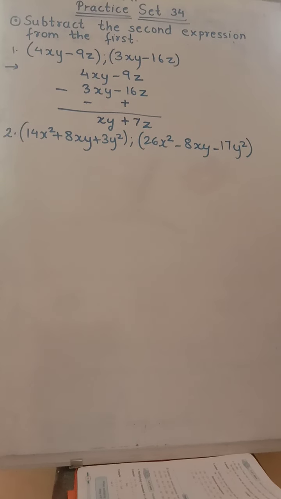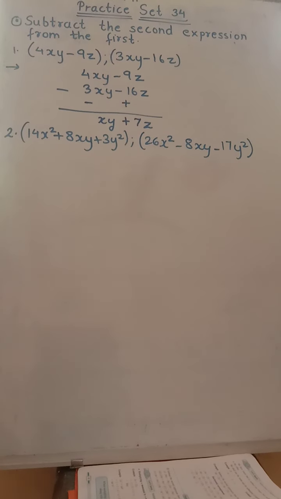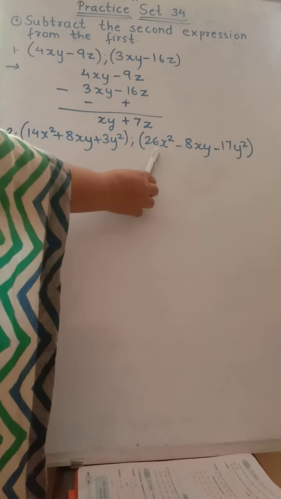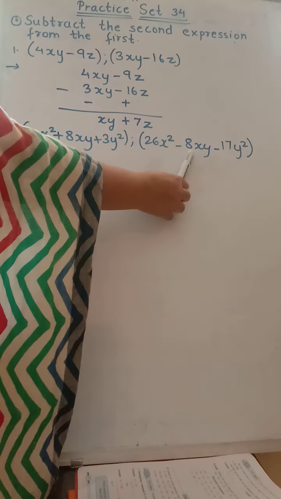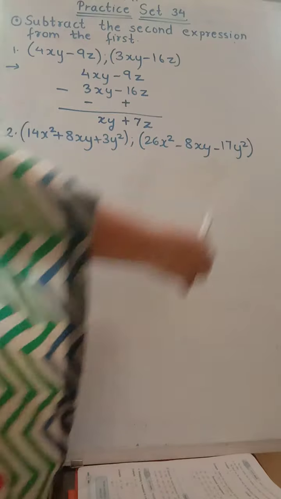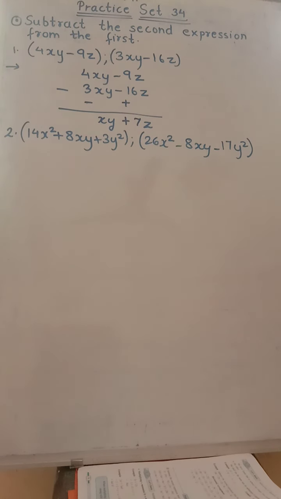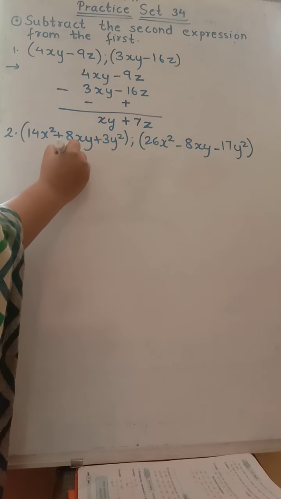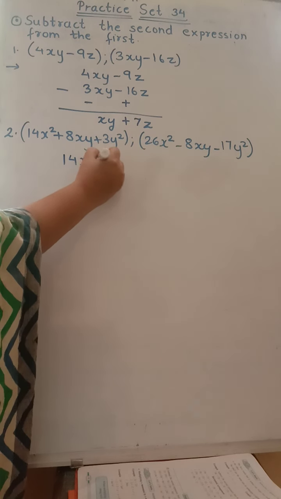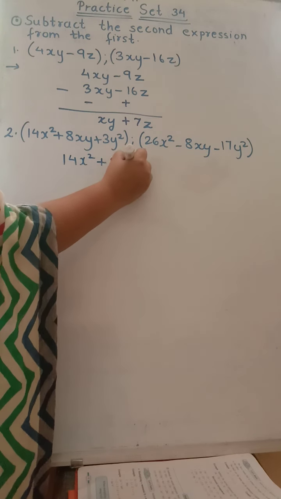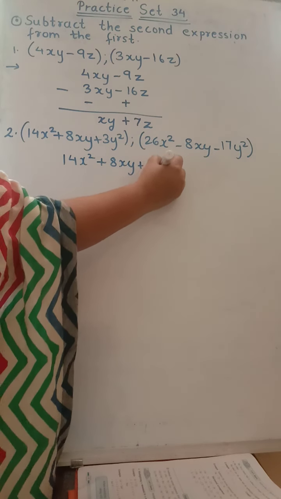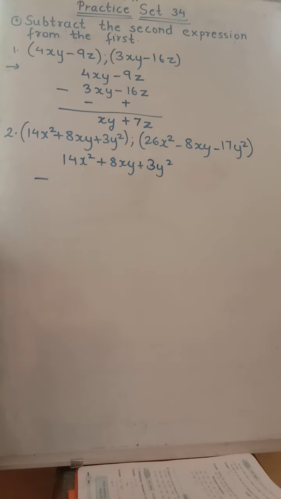Now the second sum: 14x square plus 8xy plus 3y square. This is a trinomial. The other expression is 26x square minus 8xy minus 17y square. This is also a trinomial. So again by the vertical way, I will arrange it in this way: 14x square plus 8xy plus 3y square. Subtraction, so minus.